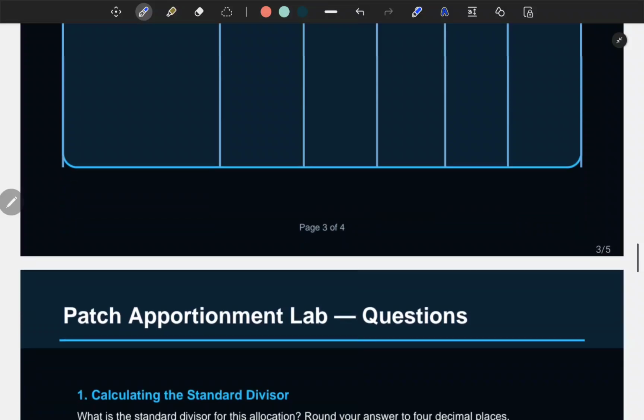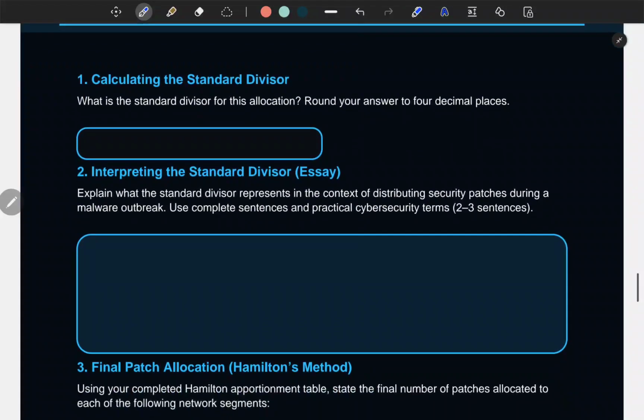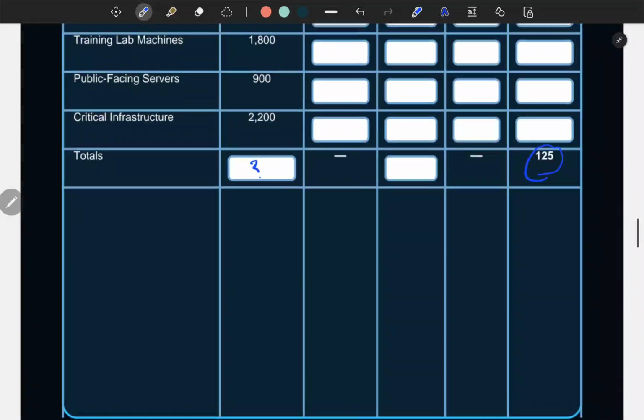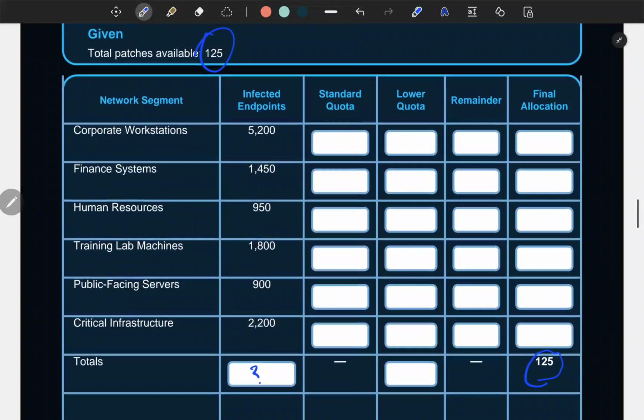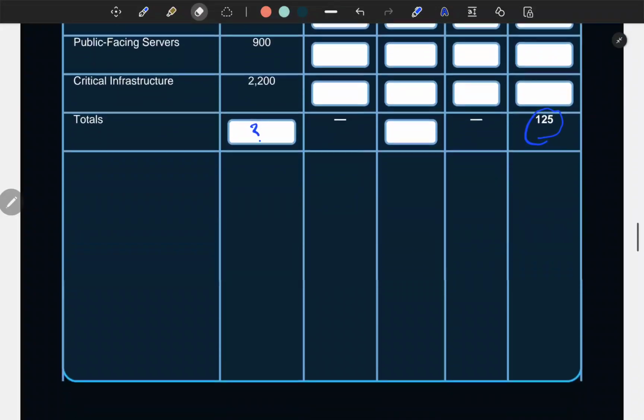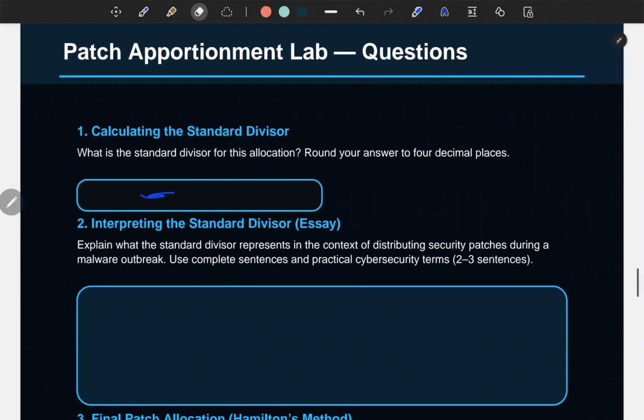We do have some help for you in the lecture videos and exercises, but you kind of got to know what you're doing in that table, because question 1 here is asking you for the standard divisor. What's the standard divisor for this allocation? Round your answer to 4 decimal places. So the standard divisor goes in there. If you don't know what the standard divisor is, then it's going to be hard to get accuracy in any of these tables at all, right? So you're not going to be able to really fill out that table without your standard divisor. So that's like a deal breaker with this lab.